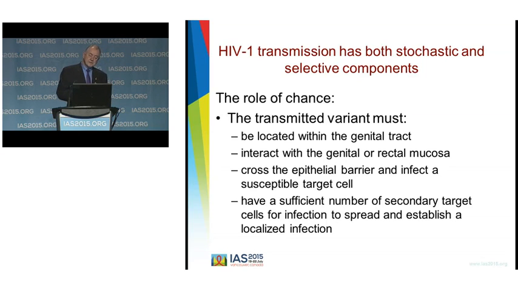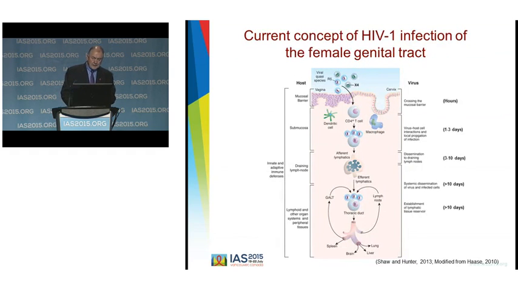And it has to have a sufficient number of secondary target cells for infection to spread and establish a localized infection that can then become systemic. This slide shows a current concept of HIV infection of the female genital tract. It's derived from studies in rhesus macaques by Ashley Haase and his colleagues, Chris Miller, for example, and it's inferred from a series of timed analyses.